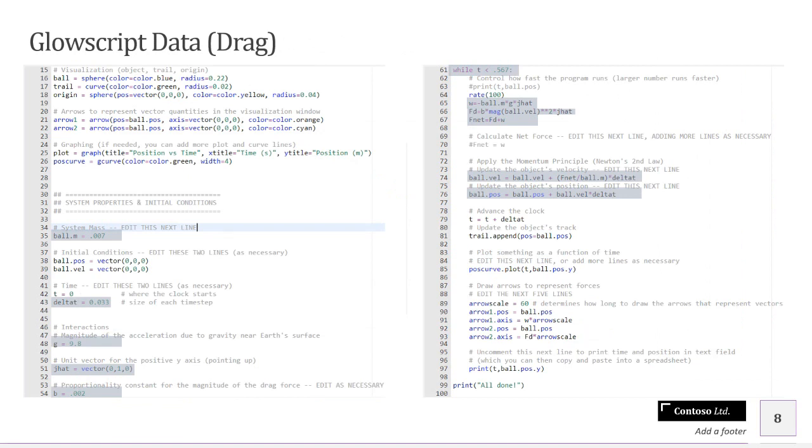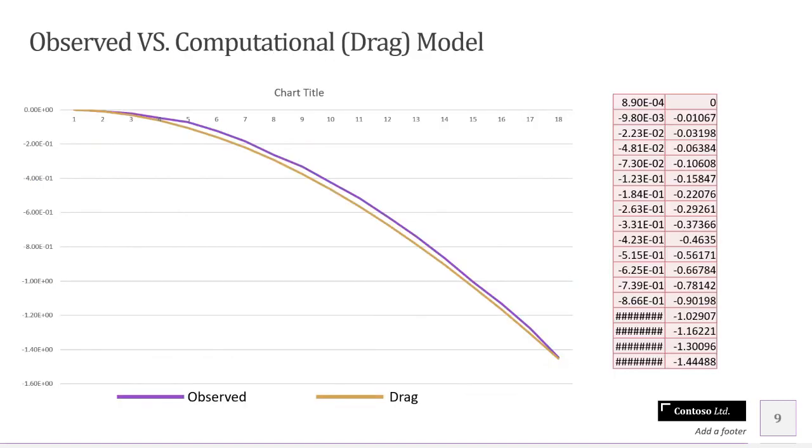Here's my GlowScript code incorporating drag. Mostly everything remains the same from the previous two slides, but B is incorporated and the net force is now changed. In my case, B is equal to 0.002. This was calculated by guesstimating how close I could get B to equal the final position in my observed model. After doing this, I updated the net force to being FD plus W. Since we're accounting for drag, in this case, W is the weight force in the negative direction, while drag is in the positive direction.